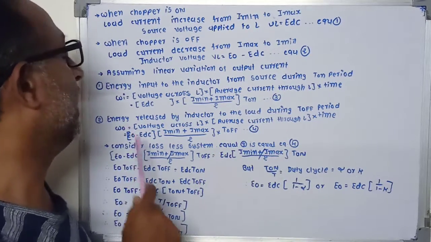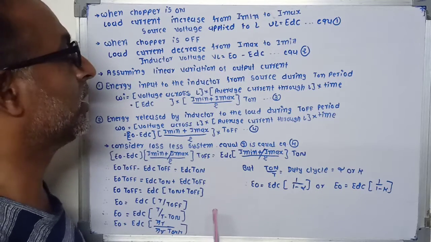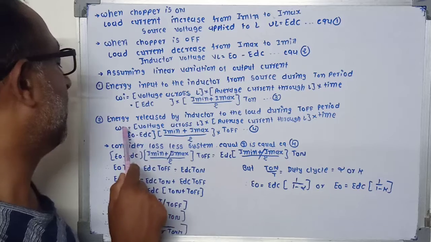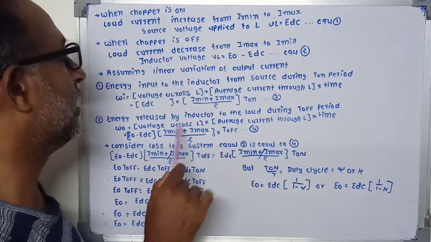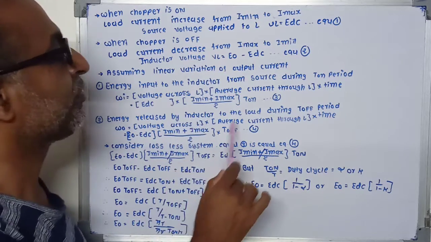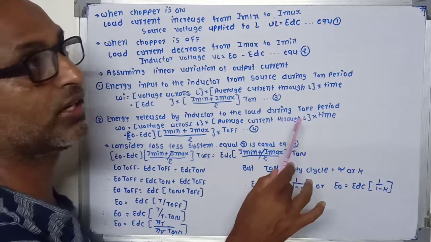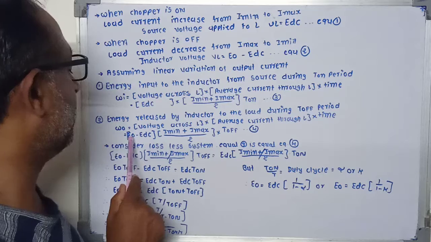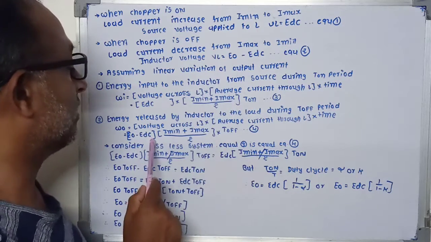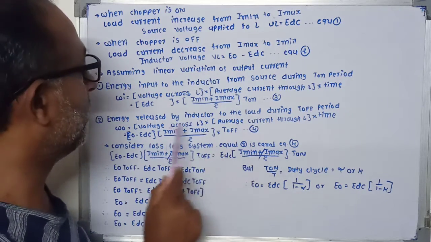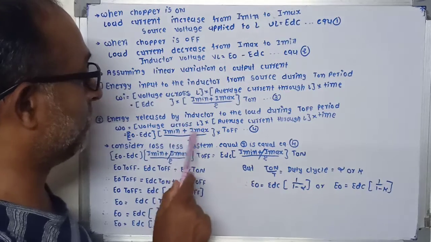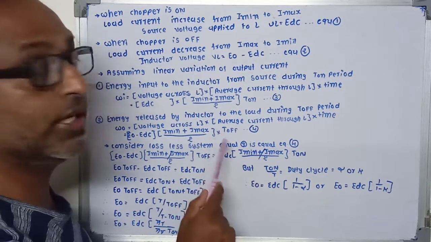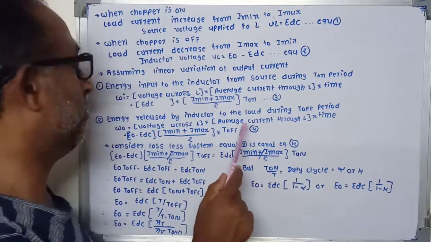Now second, the energy released by the inductor to the load during the T off period. We can write W0 is equal to voltage across the inductor L times average current through the inductor times time. Here the voltage across the inductor is E0 minus EDC, the average current is I minimum plus I maximum divided by 2, and the time period is T off. So that is our equation number 4.